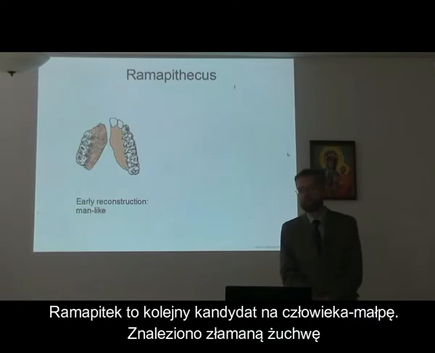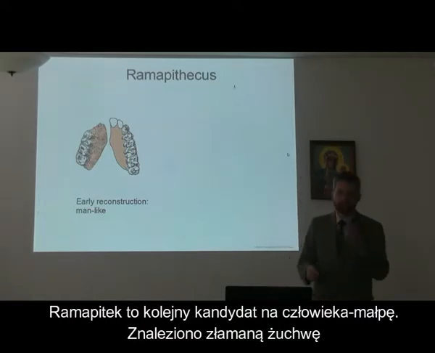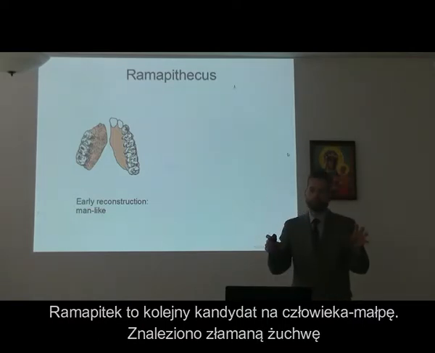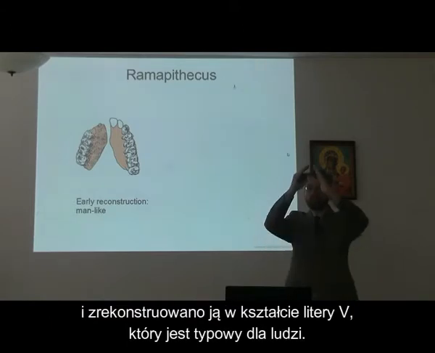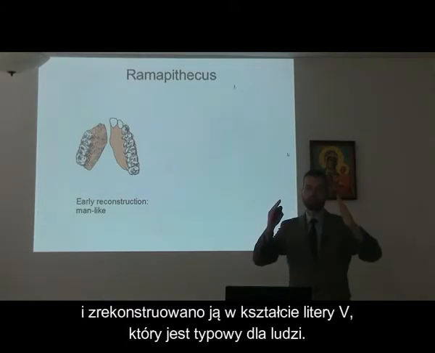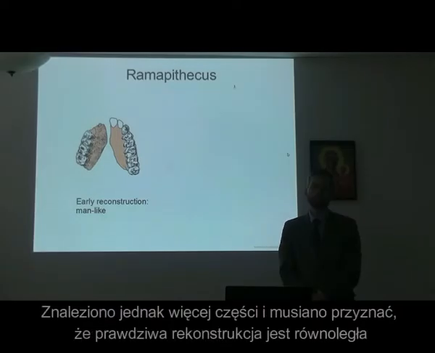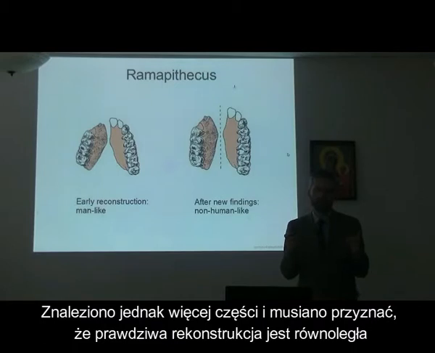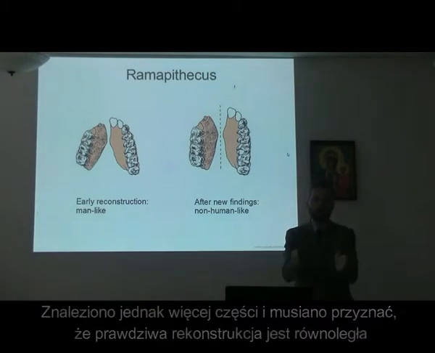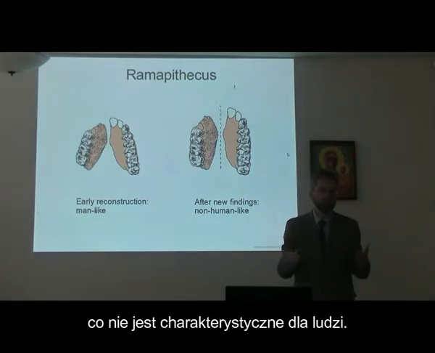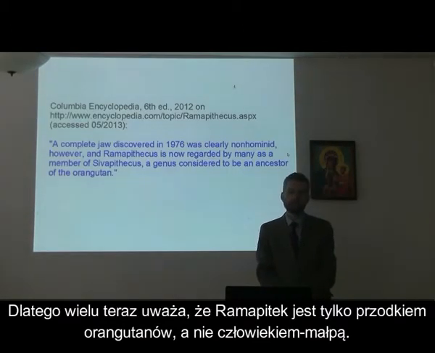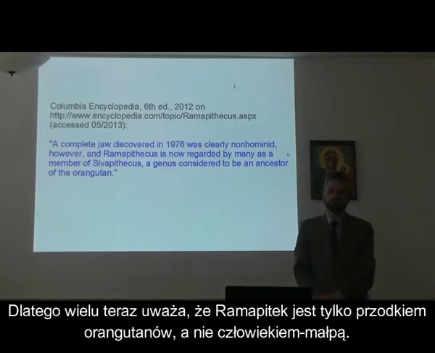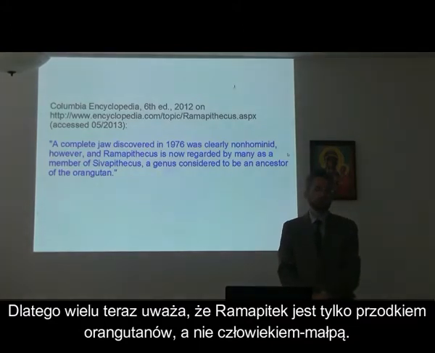Ramapithecus, another ape-man candidate: they found a broken jaw and reconstructed it in a V shape, which is typical for humans. But they found more, intact ones, and they had to admit that the real reconstruction is parallel, which is non-human-like. Therefore, it is now considered by many that Ramapithecus is just an ancestor of the orangutan and not an ape-man.